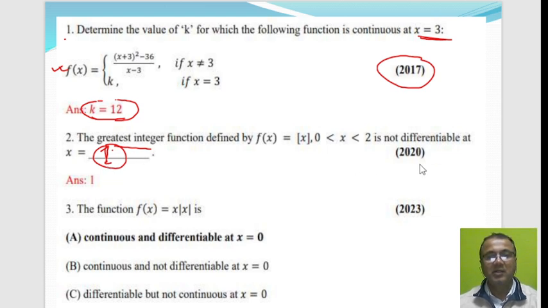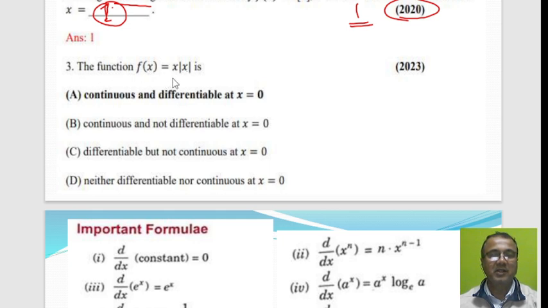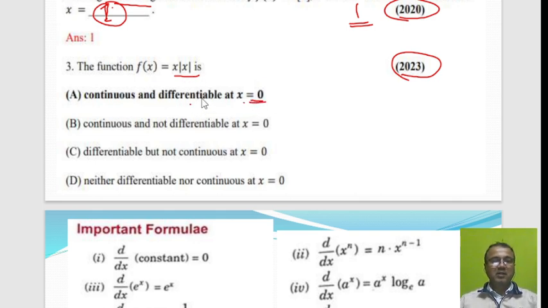This question came in 2020. It is a 1 mark objective question. After that, one more question is there, x equal to this one, x divided by modulus of x. It came in 2023. There are 4 options, and the answer is that the function is continuous and differentiable at x equal to 0 only. So there are such questions, and you have to try them for the exam.